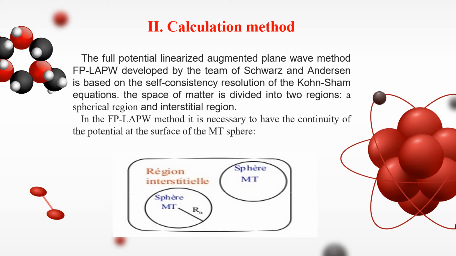Calculation method. The full potential linearized augmented plane wave method, FP-LAPW, was developed by the team of Schwarz and Andersen on the basis of self-consistent resolution of the Kohn-Sham equations. The space of matter is divided in two regions, a spherical region and an interstitial region. In the FP-LAPW method, it's necessary to have the continuity of the potential at the surface of the muffin-tin sphere.